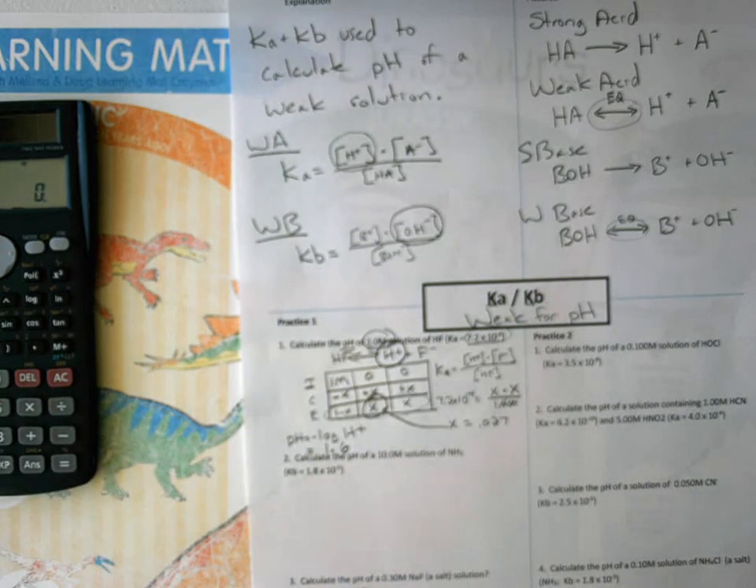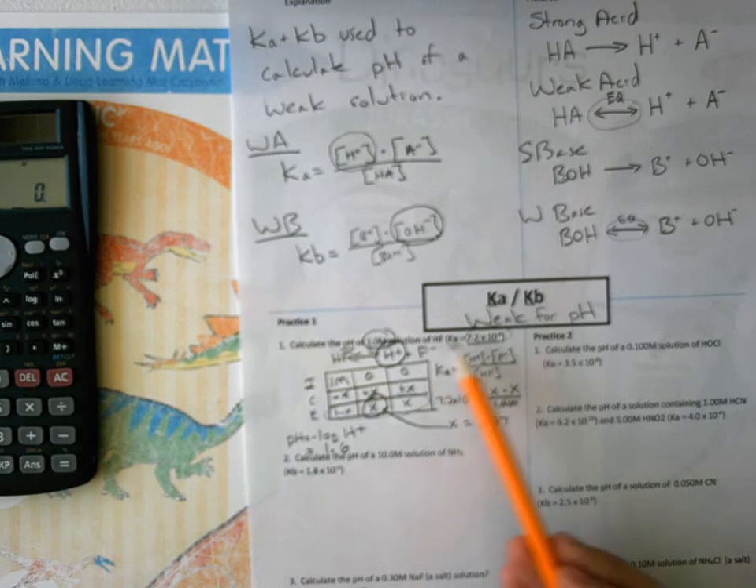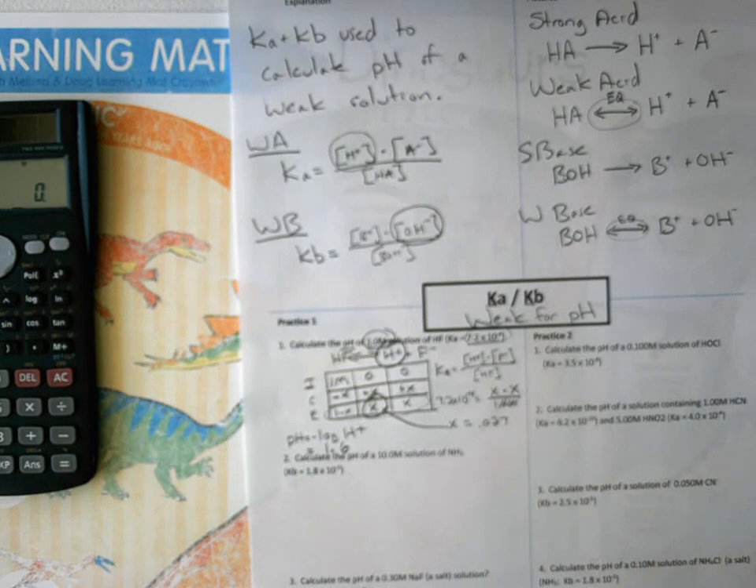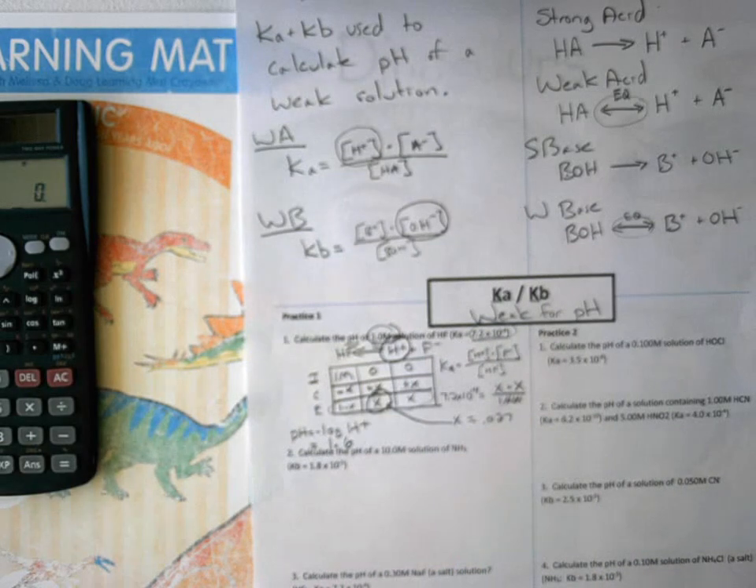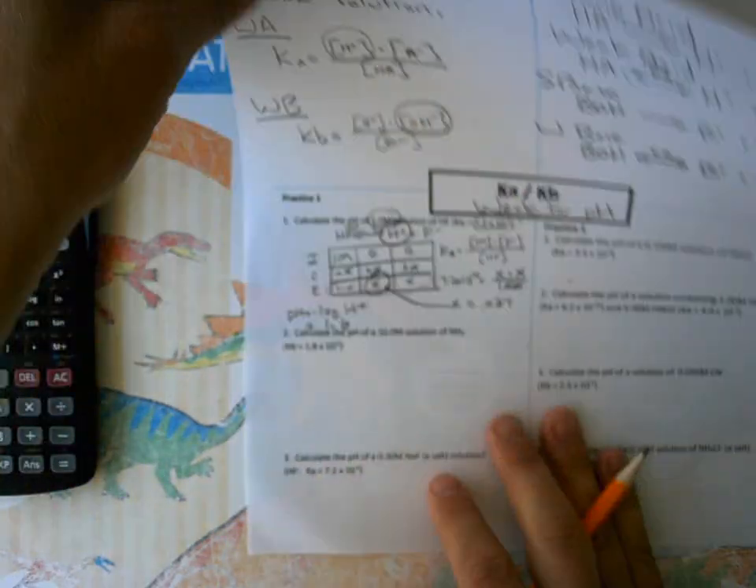And what this does here is this is a little bit higher. If you just took the negative log of 1, that would be lower. So this takes into account that not all of the HF is dissociated into H plus. Okay, let's try a similar problem below for the Kb.